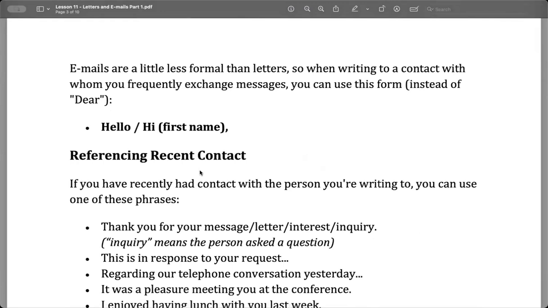Emails are a little less formal than letters. So when writing to a contact with whom you frequently exchange messages, you can use this form instead of Dear: Hello, Hi, and the first name.